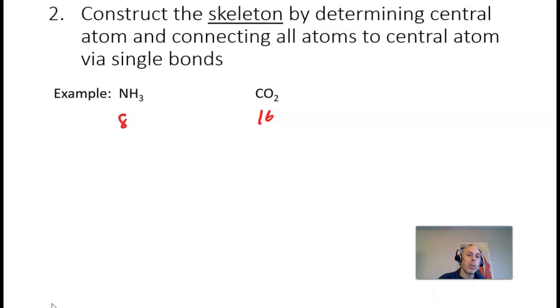Step 2 is to construct the skeleton. The skeleton by determining the central atom and then connecting all the remaining atoms to the central atom via single bonds at first. They might become double or triple bonds later. We build the skeleton with single bonds at first.